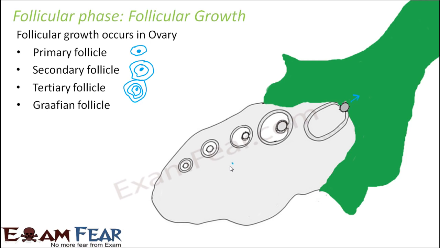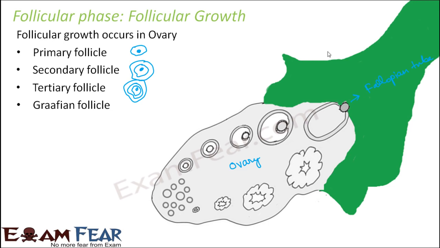So this region is the ovary and this region is the fallopian tube. What happens when the egg is going to be released is that these ends of the fallopian tube, which have finger-like projections, try to push the egg into the fallopian tube. So as soon as the egg is released, we say that ovulation has taken place.